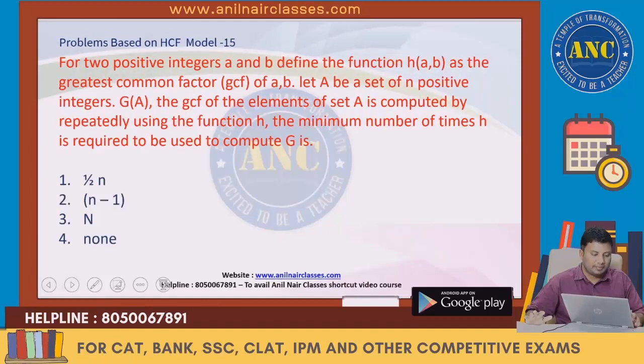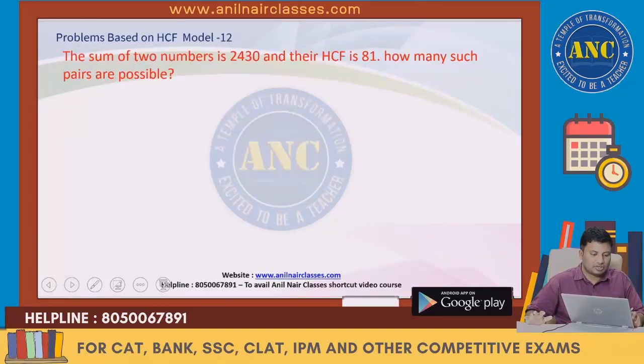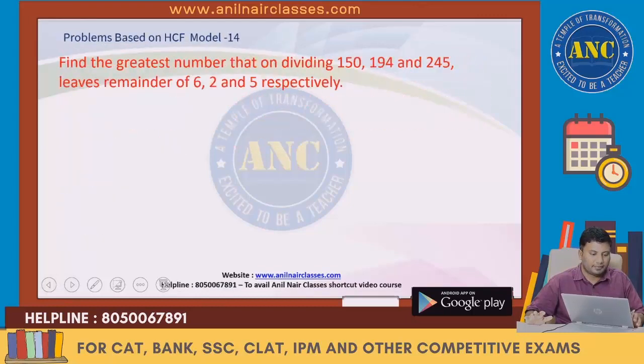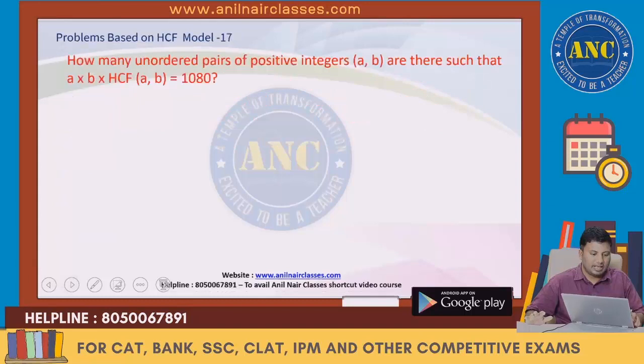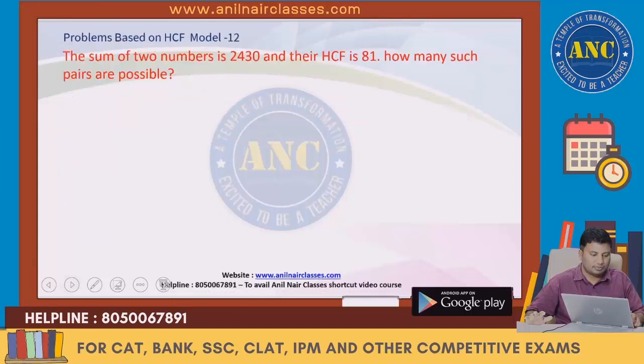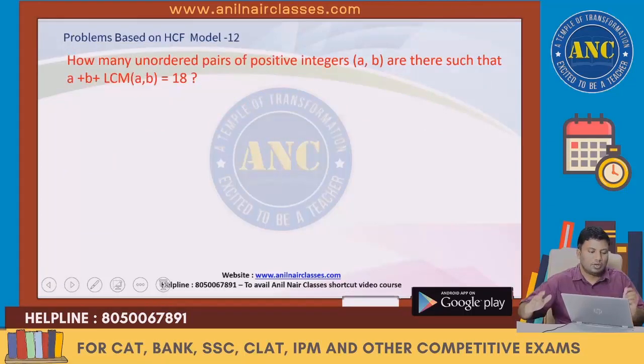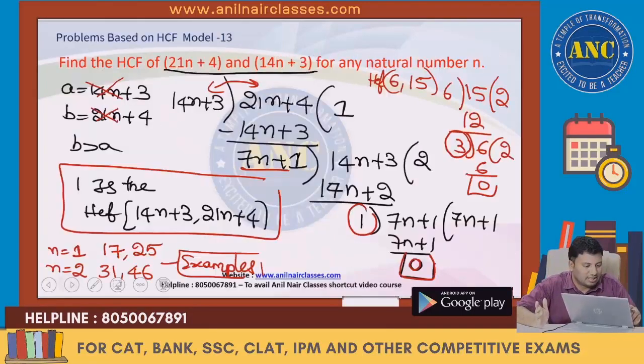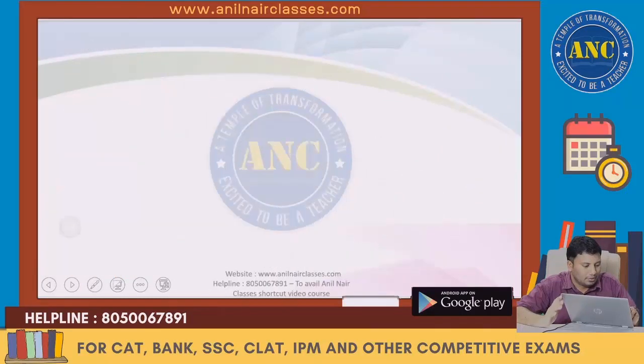Now yesterday we discussed this question, but I did not discuss the second variety. Please take this question: A plus B plus LCM of A comma B equivalent to 18. Now see, I want to generalize it. Let me generalize it by taking a question. Please take down, sir.